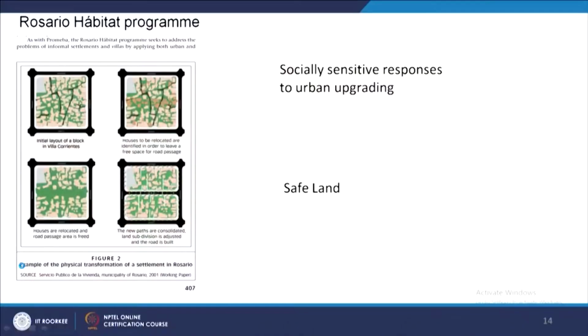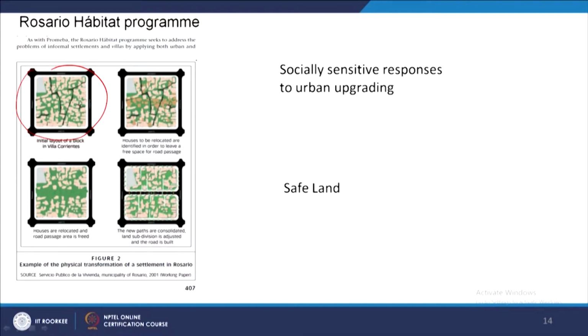There are also various schemes and programs, like Promeba, which is one of the programs, and they have conducted this at an implementation level in various informal settlements. I will show you some examples of the Rosario Habitat program. Here, if you look at the initial layout of Villa Corrientes, almost 13% of the land in that particular region is completely informal settlements.